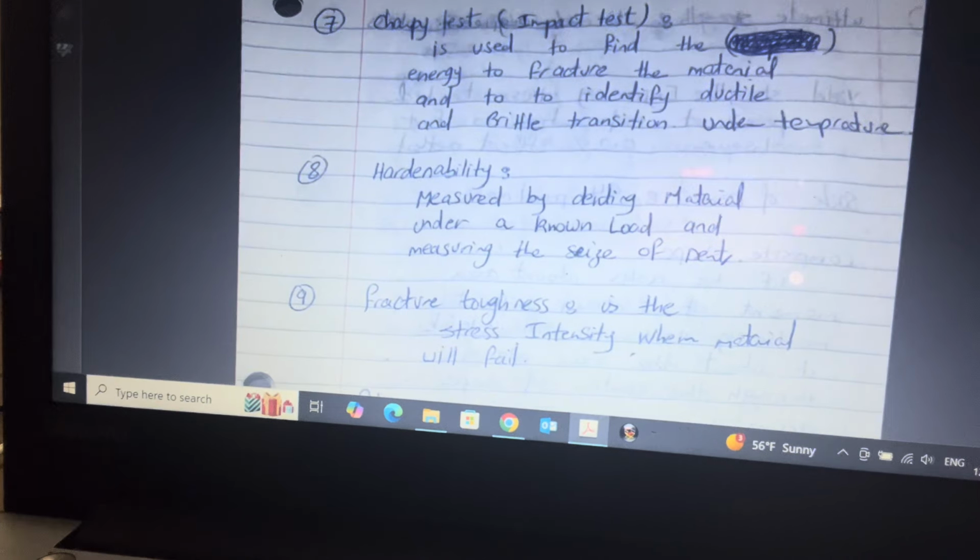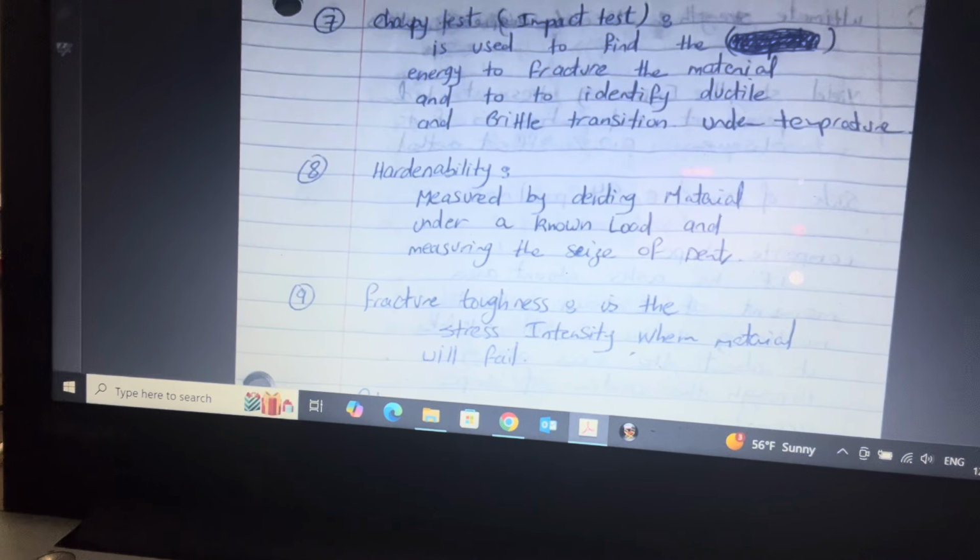We have also a test called the Charpy test, also called the impact test, and it is used to find the energy to fracture the material and to identify the ductile and brittle transition under temperature.